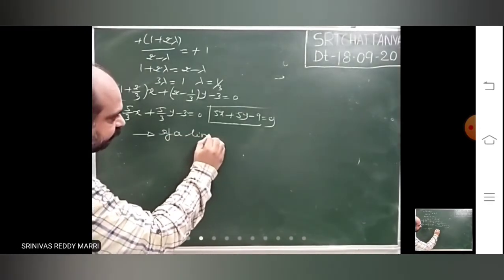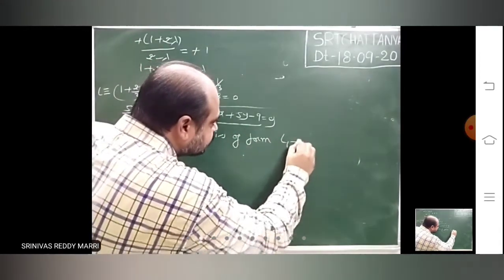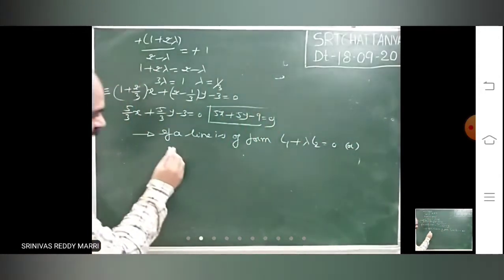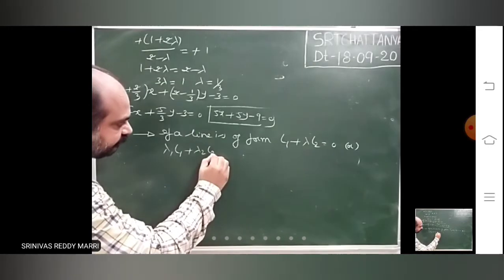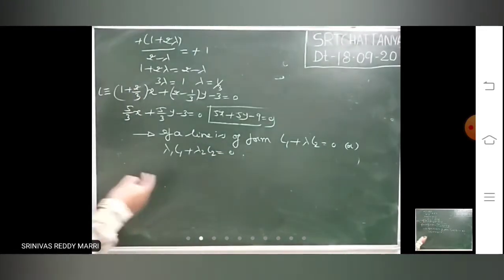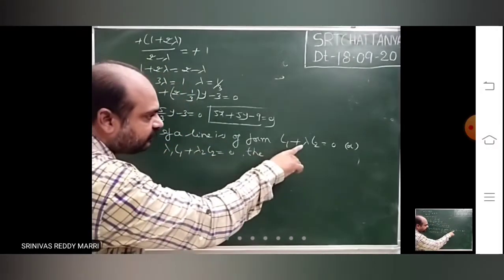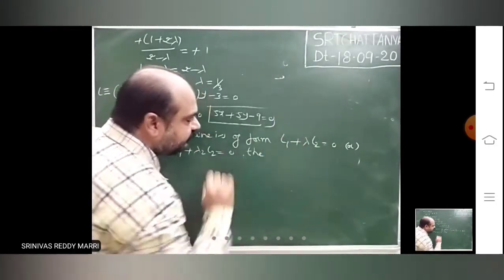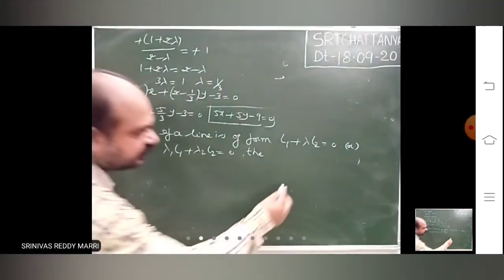Next. So, if a line is of the form, very important, suppose a line is of this form, L1 plus lambda L2 equal to 0, or lambda 1 into L1 plus lambda 2 into L2 equal to 0, then it is a variable line. That means this line is a line passing through the point of intersection of L1 equal to 0 and L2 equal to 0.